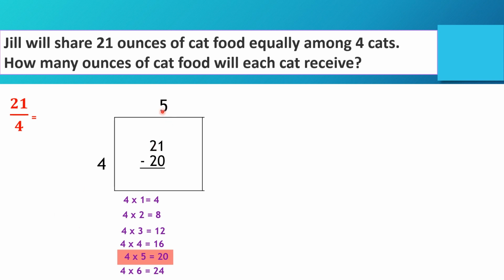So since there are 5 groups of 4 in 21, and that would be 20, we can now go ahead and subtract 20 from 21, and our answer equals 1. Now, using this, we can represent the quotient, the remainder, and the divisor as fractions. So this 5 will represent our whole number. So we have 5 wholes and we have 1/4 remaining. So that will be our answer.